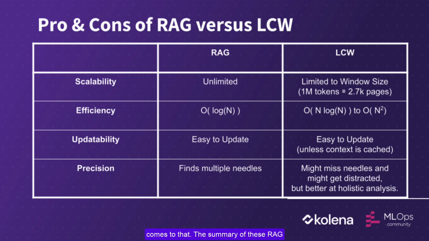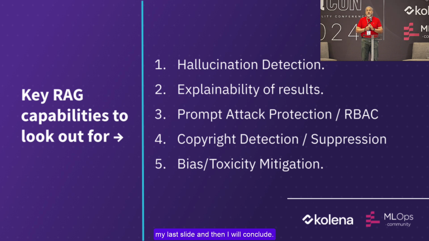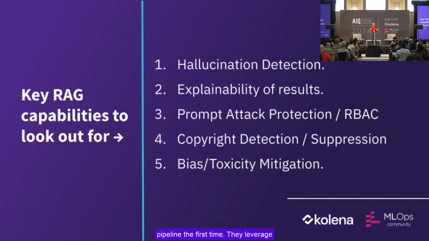The summary of these RAG benefits is this slide over here. This is my last slide, and then I will conclude. This is also one of the money slides if you want to take pictures. So essentially, this slide highlights the 5 key issues that developers don't take into account when they're building a RAG pipeline the first time. They leverage the open source stuff out there, they build the RAG, they go show the demo to their managers and their business users, and then all of these 5 things backfire in their face.